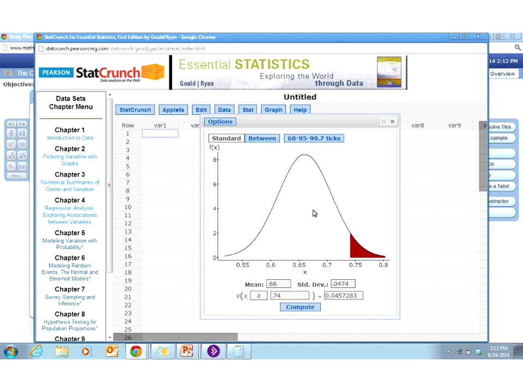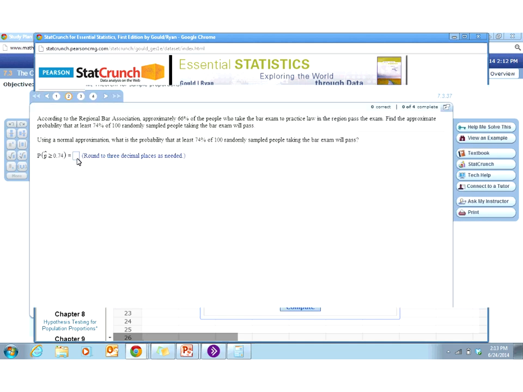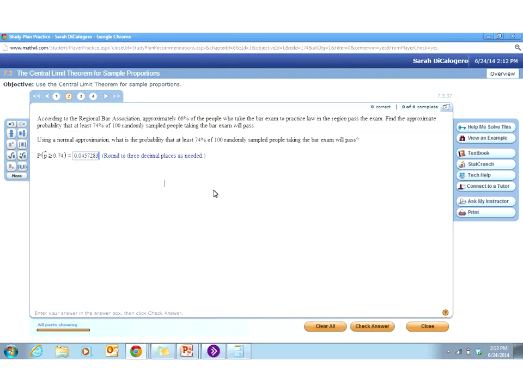And we've got a tiny little percentage, which makes sense because our mean is right in here, 0.66. So 0.0457. Actually, I'm really lazy. I do Control C and Control V, and I've got to round to 3 decimal places. 0.0456. And there we go.